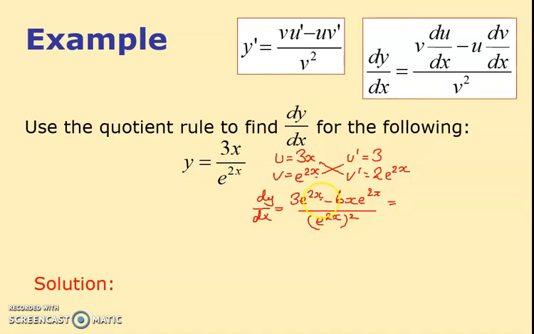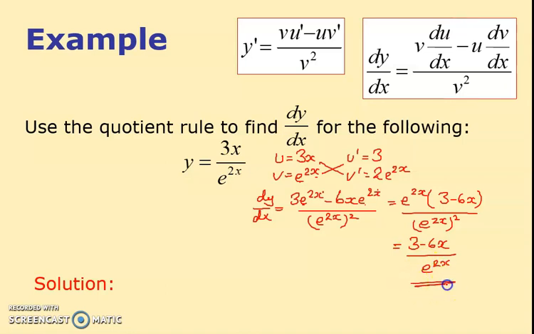Now actually I think I can do a bit of work on this, because I think e to the 2x comes out as a common factor on the top. I particularly like that because I think it will sort out the bottom. But when I do that I get 3 minus 6x divided by e to the 2x squared. I just think that will cancel with that, and I'm going to end up with 3 minus 6x over e to the 2x. Quite nice, straightforward, aren't they?